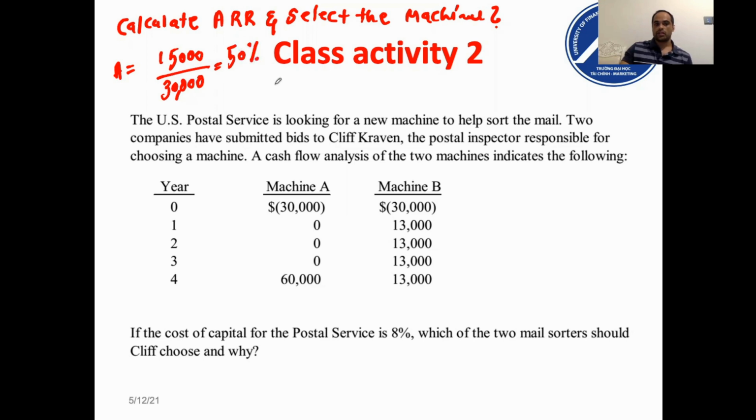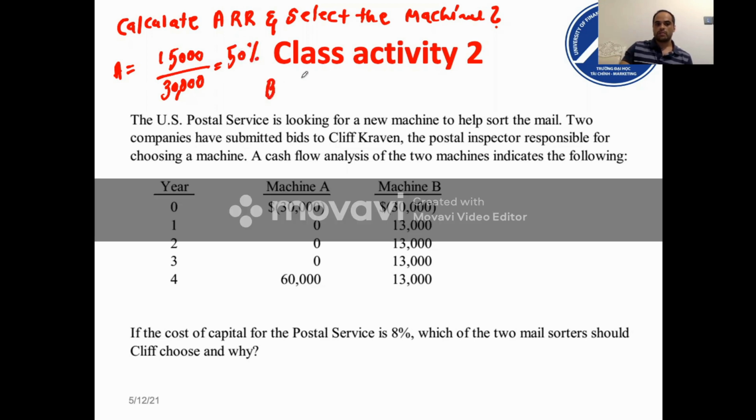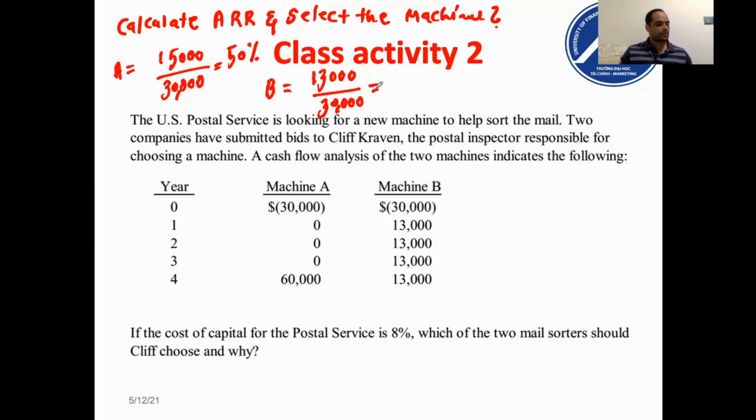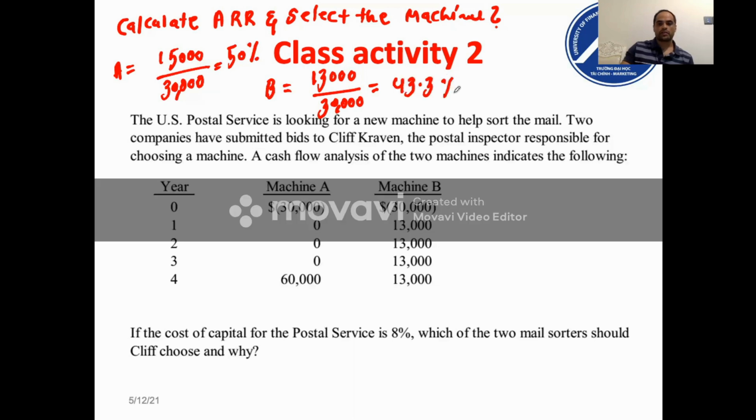That's for machine A. Machine B, average annual return is 13,000 divided by 30. How much? It's 13 divided by 30. It's 43.3%, right? So we select machine A and we reject machine B. All right.